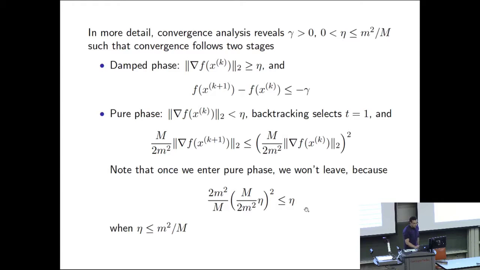One thing that I'll just note, which I won't go into detail about on the paper, is that once you enter the pure phase, once these gradients are smaller than eta, you won't ever leave, because this condition actually implies that for all future iterations, they will remain smaller than eta. If you just look at this condition, you plug in eta here on the right-hand side, and you rearrange to see what kind of bound that gives you on the gradient at iteration k plus 1, it's going to give you something that's less than eta still. It's because eta is smaller or equal to m squared over capital M. So these conditions are a dichotomy. You're either in the damped phase for some period of time, and then you're done, and you're in the pure phase for the rest of the algorithm.